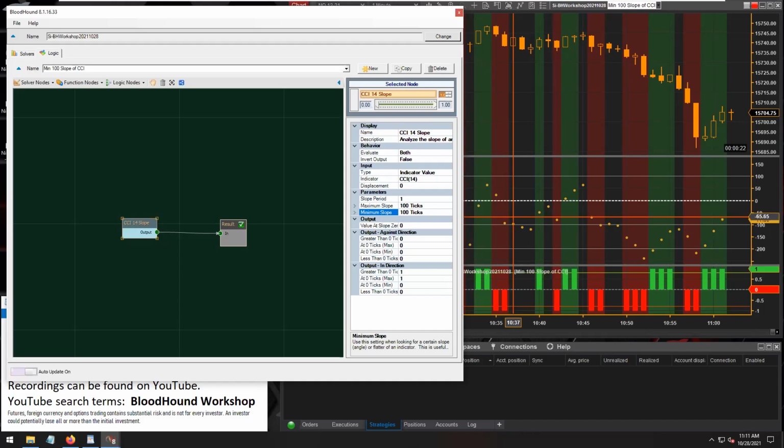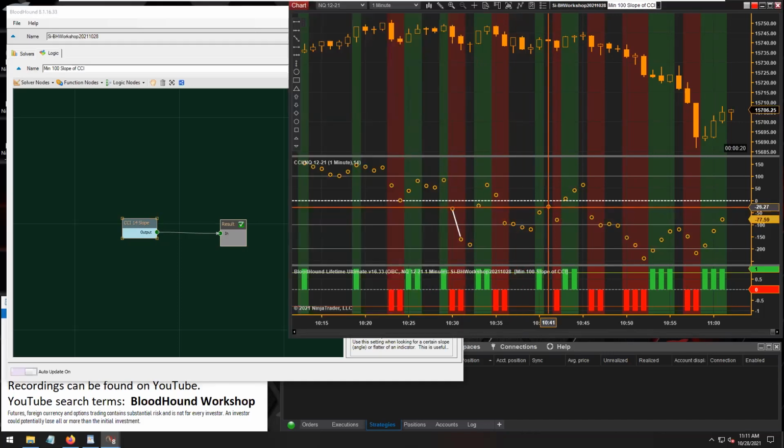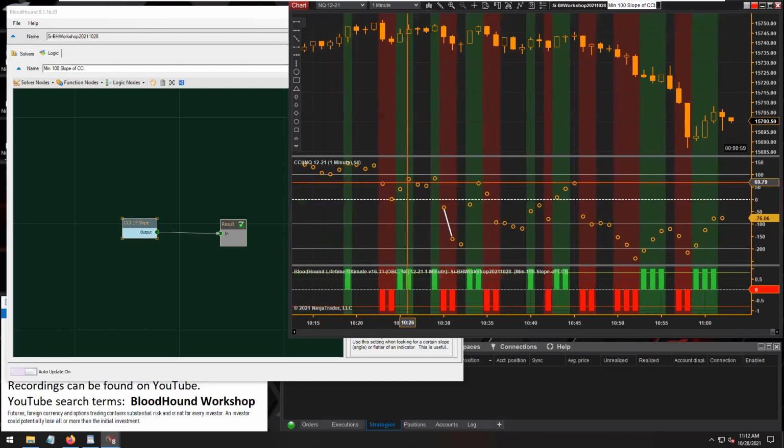Now, the CCI indicator runs on its own scaling. It runs in its own subpanel, and it has its own scaling, so to speak. So indicators such as the MACD, the CCI, the stochastics, they all run in their own subpanel, and they all have their own scaling.